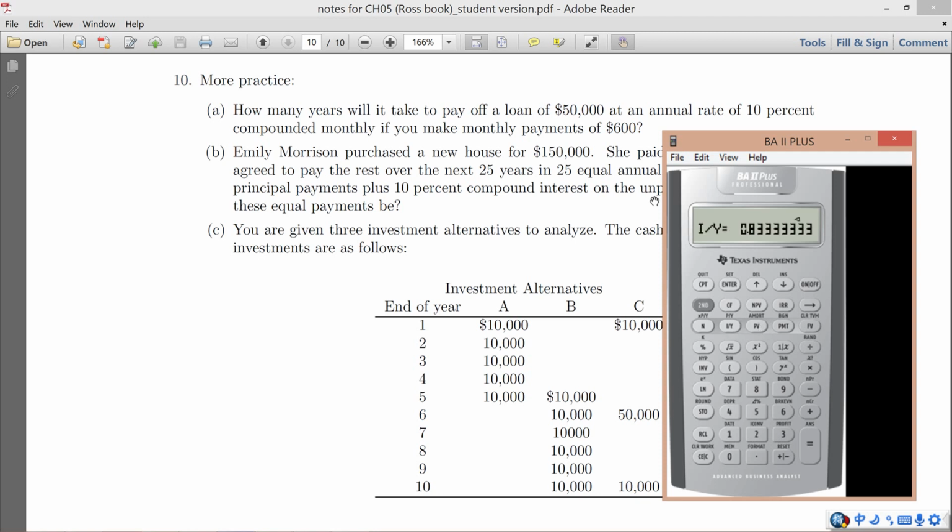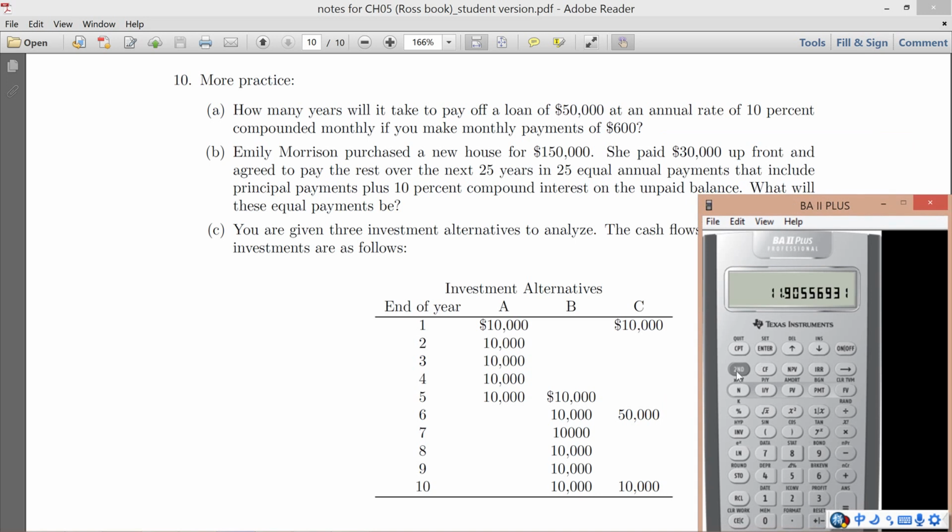PV is the amount of the principal, 50,000, and payment is $600. Remember, the PV and the payment have to be of opposite signs, so the payment is negative. FV is additional cash flow, so it's 0. Now we compute N. This is the number of months, so to know how many years, we divide by 12. So it takes 11.9 years to pay off this loan.